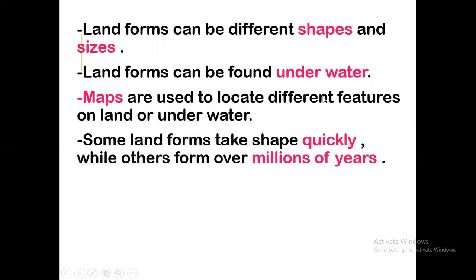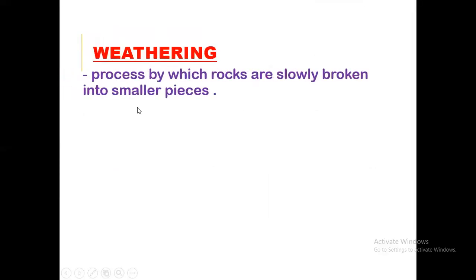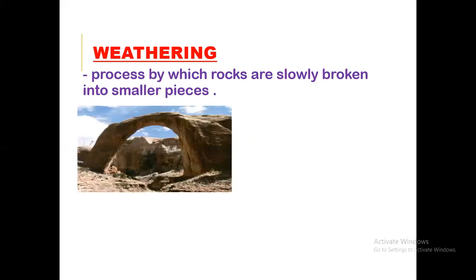How can we know the location of those different features? We use maps to know the location of those different landforms. Some landforms can take shape quickly, while others form over millions of years, like mountains. Weathering is our first process. Weathering is a process by which rocks are slowly broken into smaller pieces. So the breaking down of rocks into smaller pieces is called weathering.